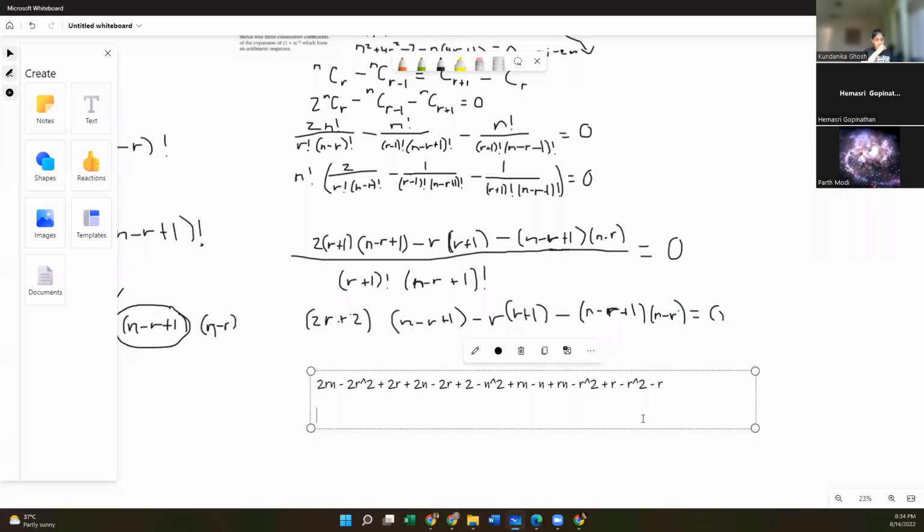Okay. So what you should end up getting is 4rn minus 4r squared. That's a b again. Should be an n. Minus 4r squared plus n plus 2 minus n squared equals 0. Okay.